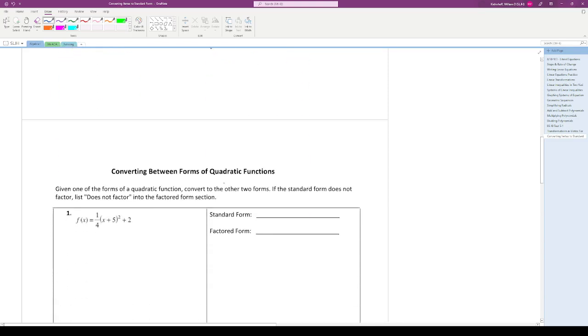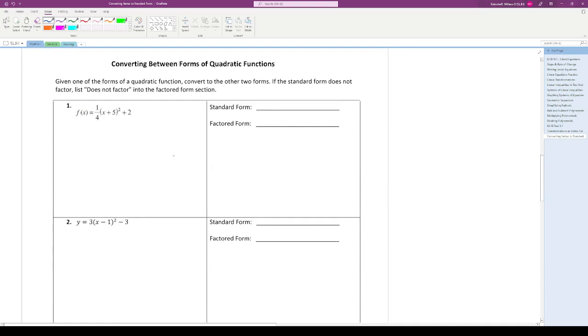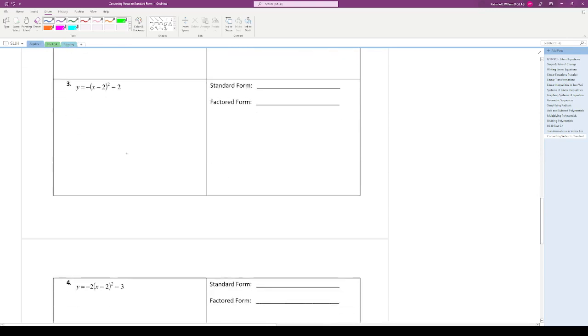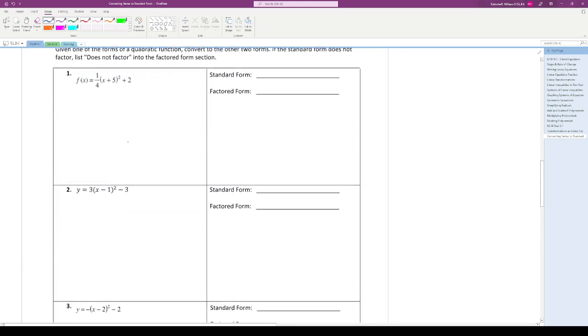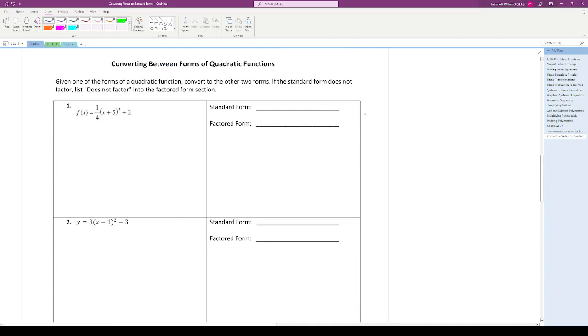All right, so next section, we're just basically doing more practice of this. I'm going to do one from this section and leave the other 5 for you to try. So notice that in the instructions it says, if the standard form is not factorable, just like some of the ones we looked at up there, write does not factor instead of factoring it. So we can always go to standard form, but then they don't always factor into 2 nice clean linear factors.